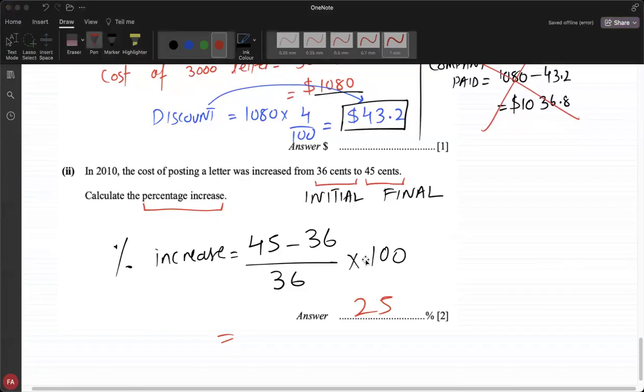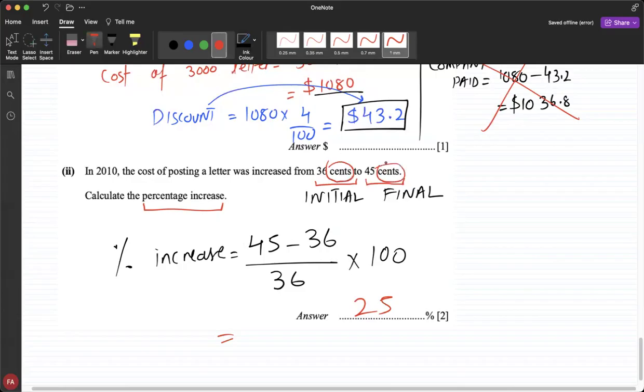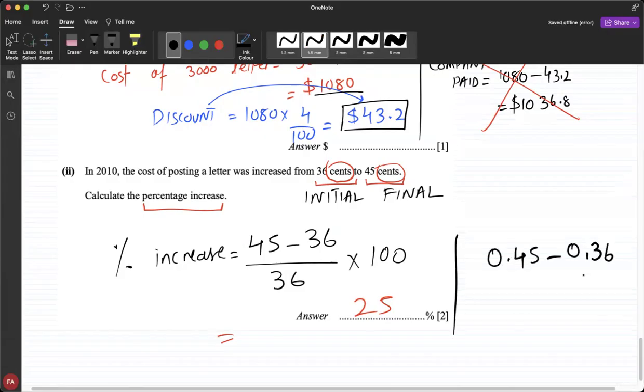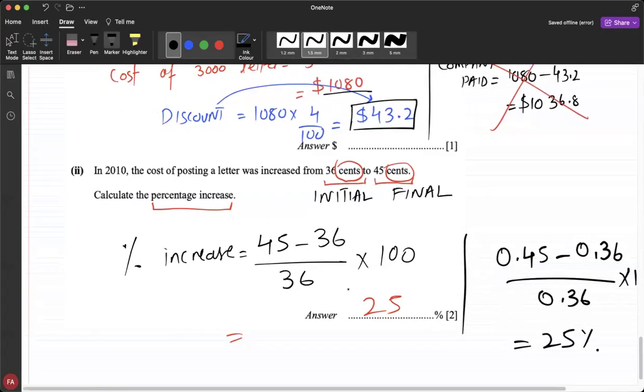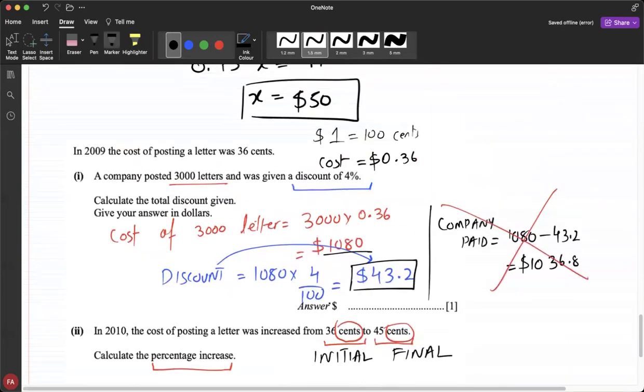I usually get this query that why is it that you have used 45? Shouldn't this be 0.45, since the unit over here stays the same? So we are having cents. If you want to do it using dollars as well, that's also fine. So you might as well write it down as 0.45 minus 0.36 over 0.36. And you'll realize that the answer still stays the same. That is 25%. So there's absolutely no difference. The reason I chose to do it directly is because I know the cost is still in cents. So we're not changing in dollars, are we? In this question, however, in the first part, they were asking in dollars.